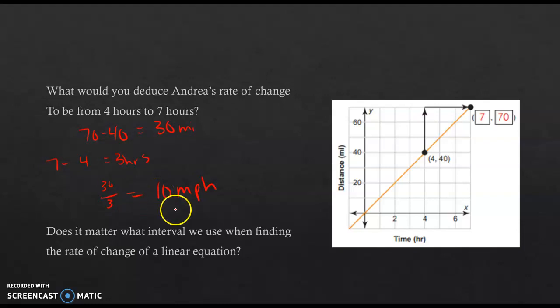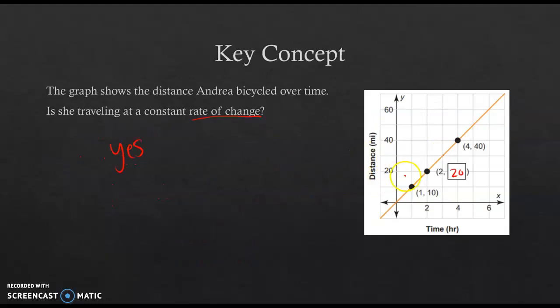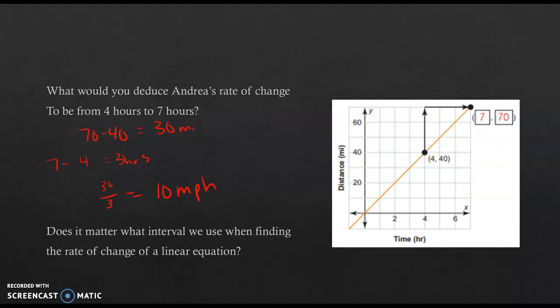Now, does it matter what interval we use when finding the rate of change of a linear equation? So if we go back to this one here, would it matter whether I was using (1, 10) with (4, 40) or (2, 20) with (1, 10)? And it shouldn't, because either way I know that I am increasing 10 miles for each hour we increase. So the answer is no. The interval does not matter.